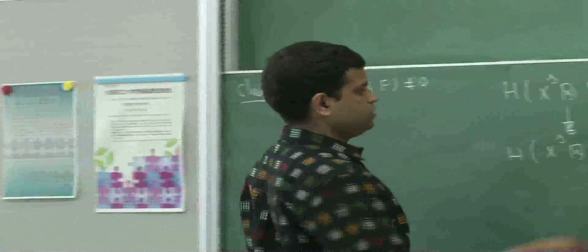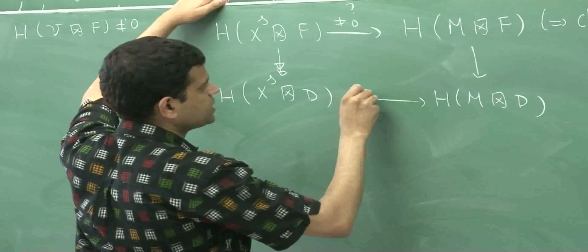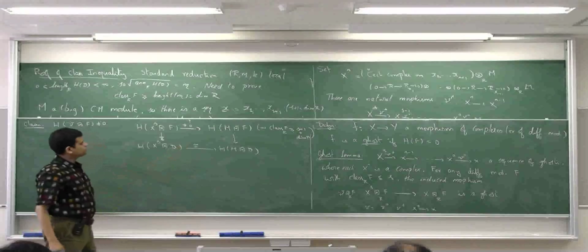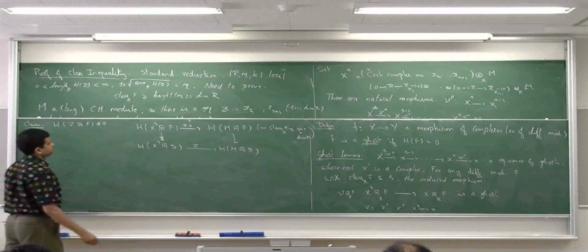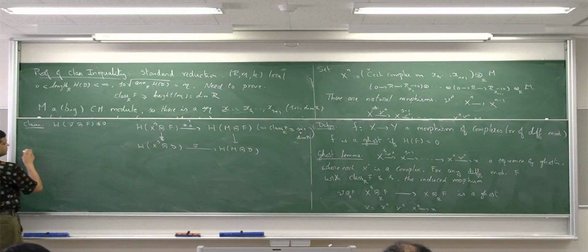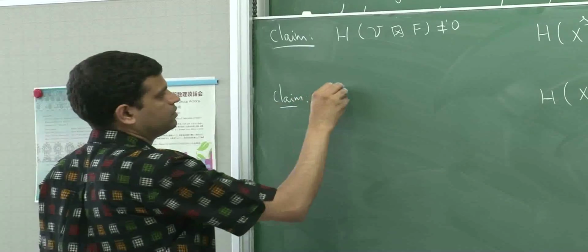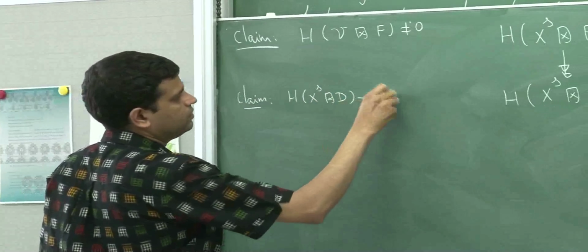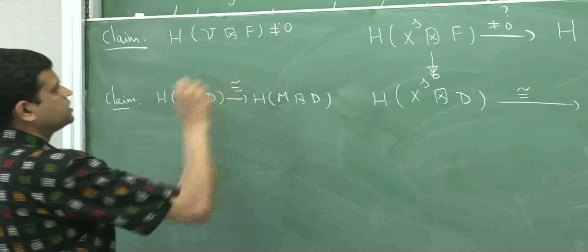So there are two things to check. First is that this is an isomorphism, and the second thing is that this one is non-zero. So the claim is M tensor D. This is an isomorphism, and then I'll also have to check that this is non-zero.